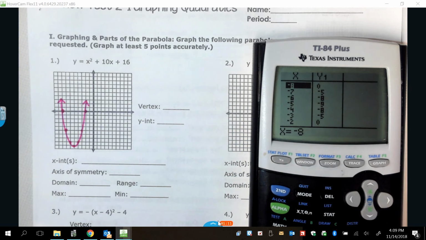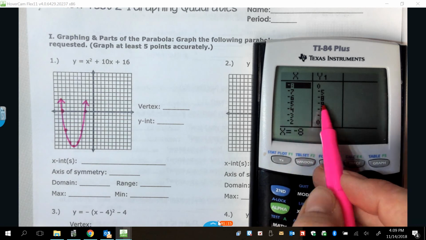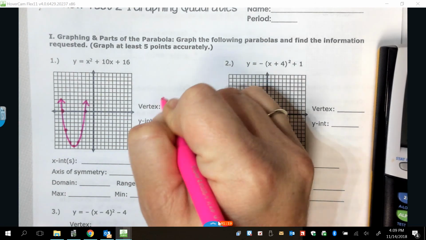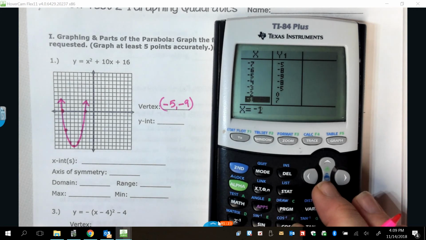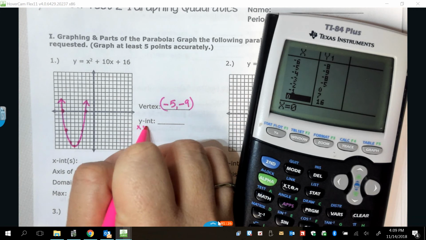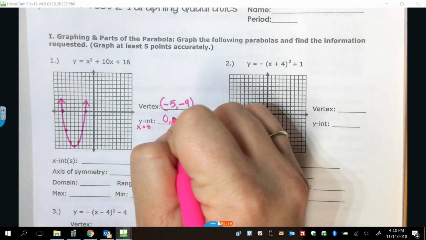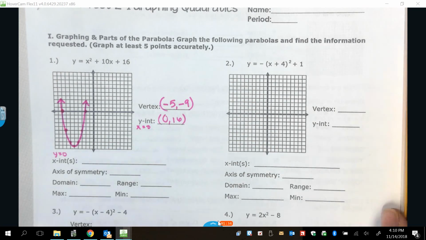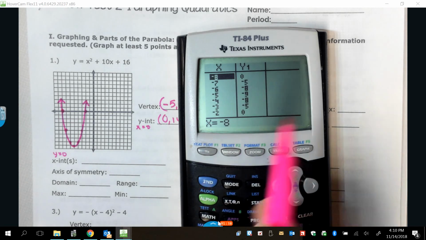Okay, so right away I see my vertex is in the middle of my rainbow. We should always know that right now. So it's -5, -9. And the y-intercept is where x is 0, so x is 0 at 0, 16. X-intercepts are where y equals 0. So we had both of those on our screen just a second ago: -8, 0 and -2, 0.